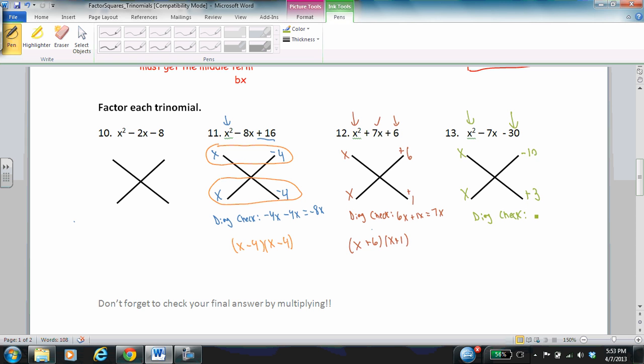Anyways, looking across the diagonals, I get negative 10x and positive 3x. When I add those, that's negative 7x. So, bam, I know that's right. And this factors as x minus 10 times x plus 3.